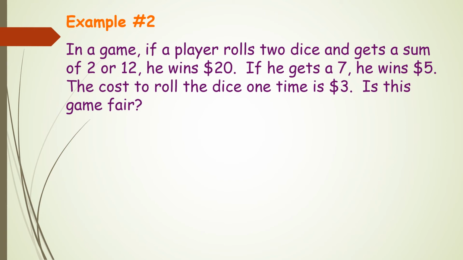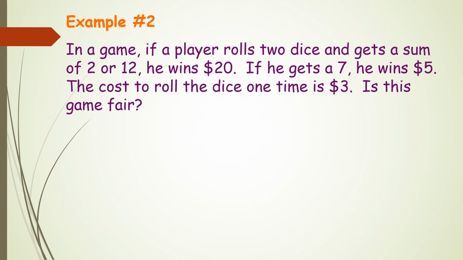So we're going to go deep in Vegas, and we're going to look at a possible hypothetical game that can happen. In a game, if a player rolls 2 dice and gets a sum of 2 or 12, he wins $20. If he gets a 7, he wins $5. The cost to roll the dice one time is $3.